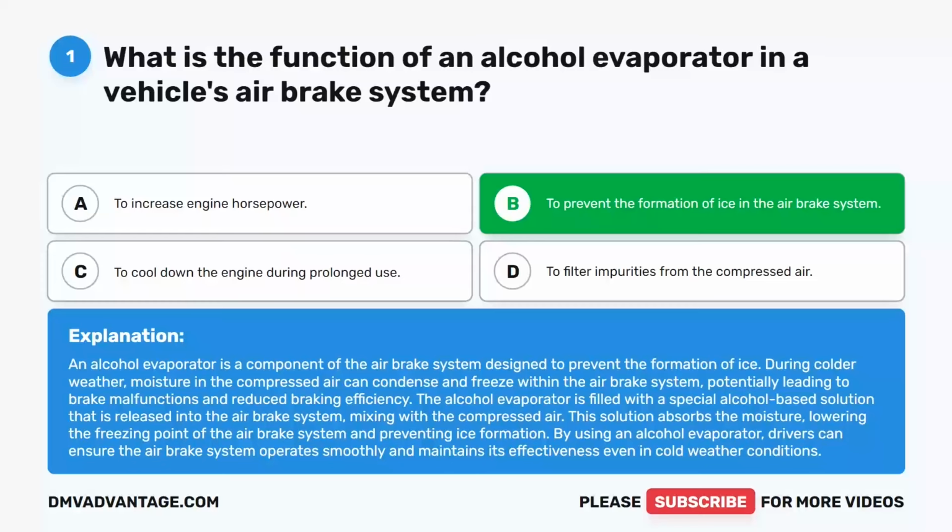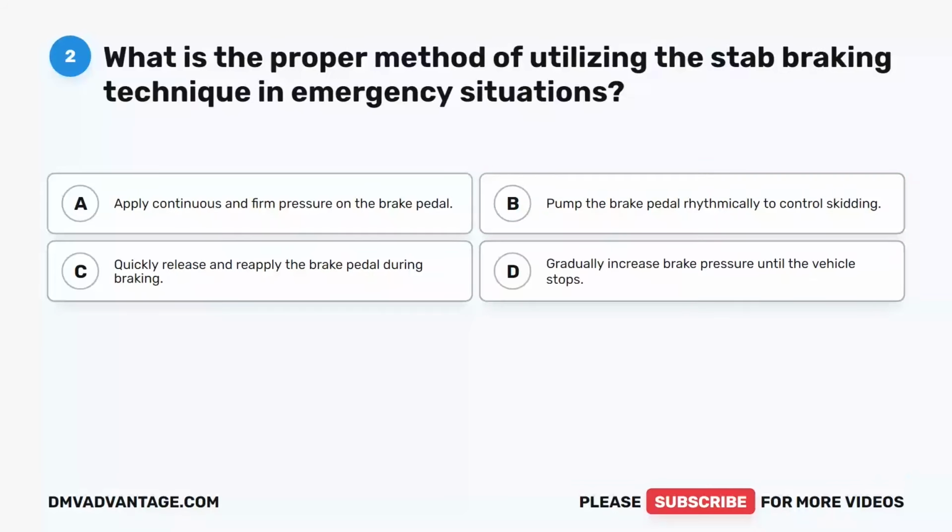The alcohol evaporator is filled with a special alcohol-based solution that is released into the air brake system, mixing with the compressed air. This solution absorbs the moisture, lowering the freezing point of the air brake system and preventing ice formation. By using an alcohol evaporator, drivers can ensure the air brake system operates smoothly and maintains its effectiveness even in cold weather conditions.